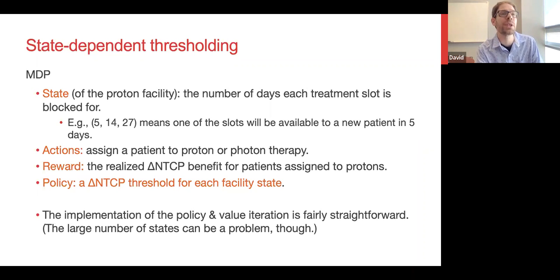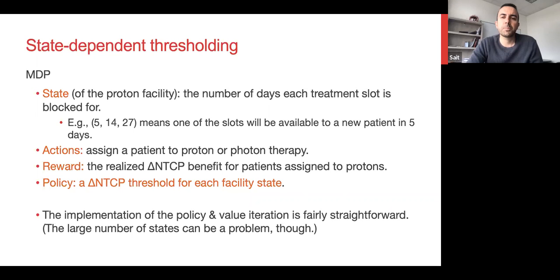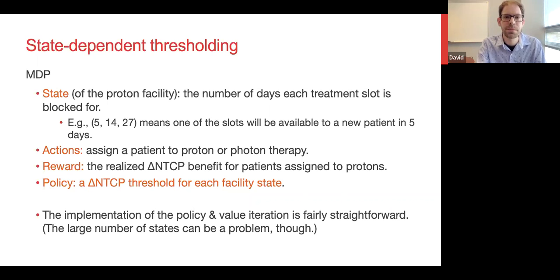This includes, for example, the patient arrival model. You could have different probabilities: what's the probability that a patient who needs 5 fractions comes, what's the probability that a patient who needs 30 fractions comes? That's not really difficult, I think, to incorporate in these models.